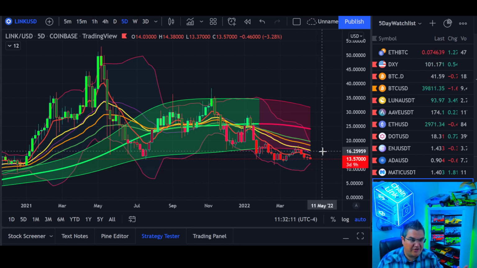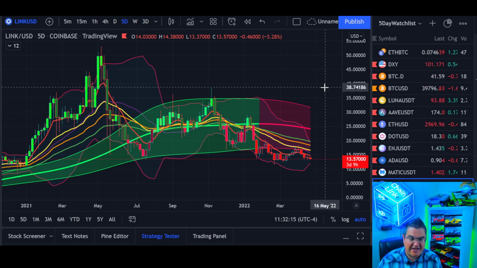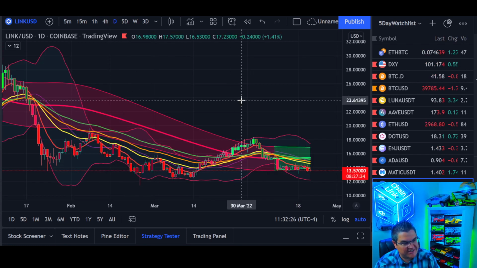Now, if you're a long-term holder and you're like, I don't care what happens in the next 6 months, I'm just looking for Chainlink to be $1,000 in 3 years from now, okay, then just stop watching here and go grab your chips, okay? Let's go look at the daily chart and see what the Gaussian channel says there.